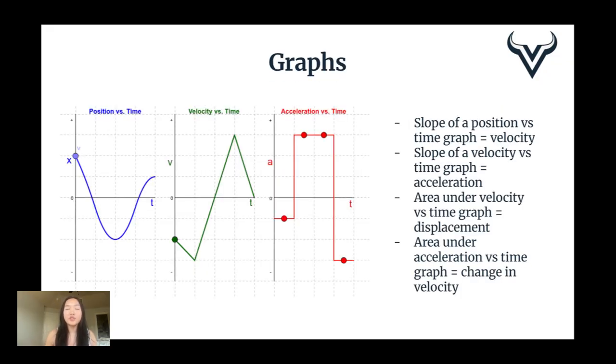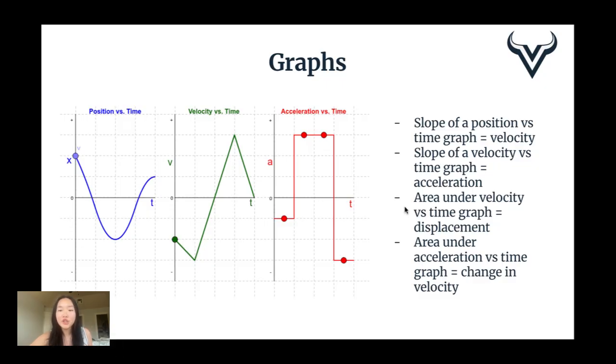You also have to be able to look at and interpret graphs. So these are a position time graph, velocity time graph, and acceleration time graph. The slope of a position versus time graph equals velocity because velocity equals displacement over time. Here, because it's not straight, the tangent at a specific point would be the instantaneous velocity. The slope of a velocity time graph equals acceleration.